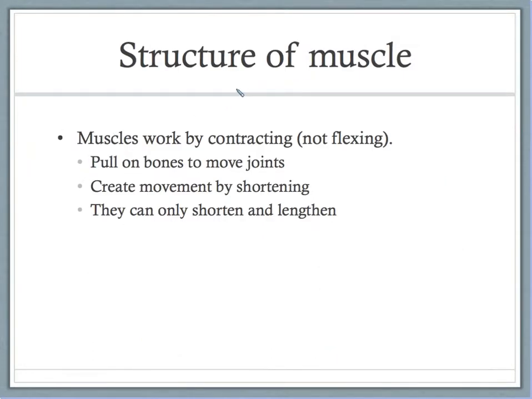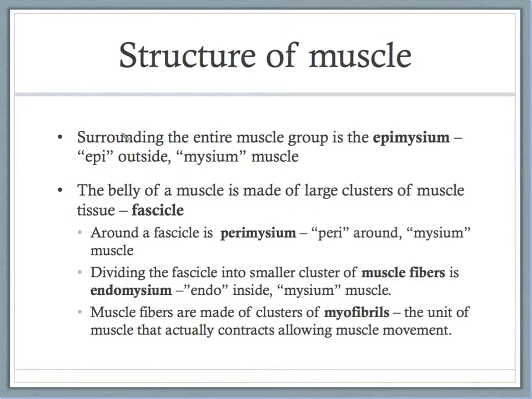The way muscles work is they work by contraction. The only thing muscles can do is shorten and then relax to get back to their normal length. But they cannot push. They cannot extend out to move something. So they pull on bones to move joints. And they create movements by shortening. They can only shorten, and they lengthen by relaxing. They can't actually force themselves out. And so that is how muscles work.